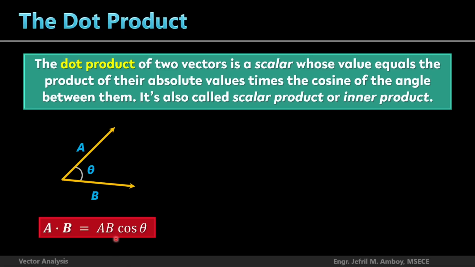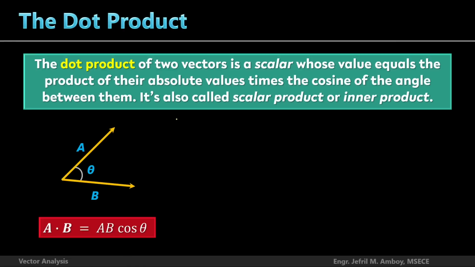Diba? But what if the angle theta is not 0? Then if it's not 0, then we can have an answer that is less than the product A times B because the cosine of theta, if theta is not 0, would be less than 1. Okay? Or, if the angle is not 180. Because if this angle is 180, that will be negative 1. Magne-negative lang yung sagot natin.